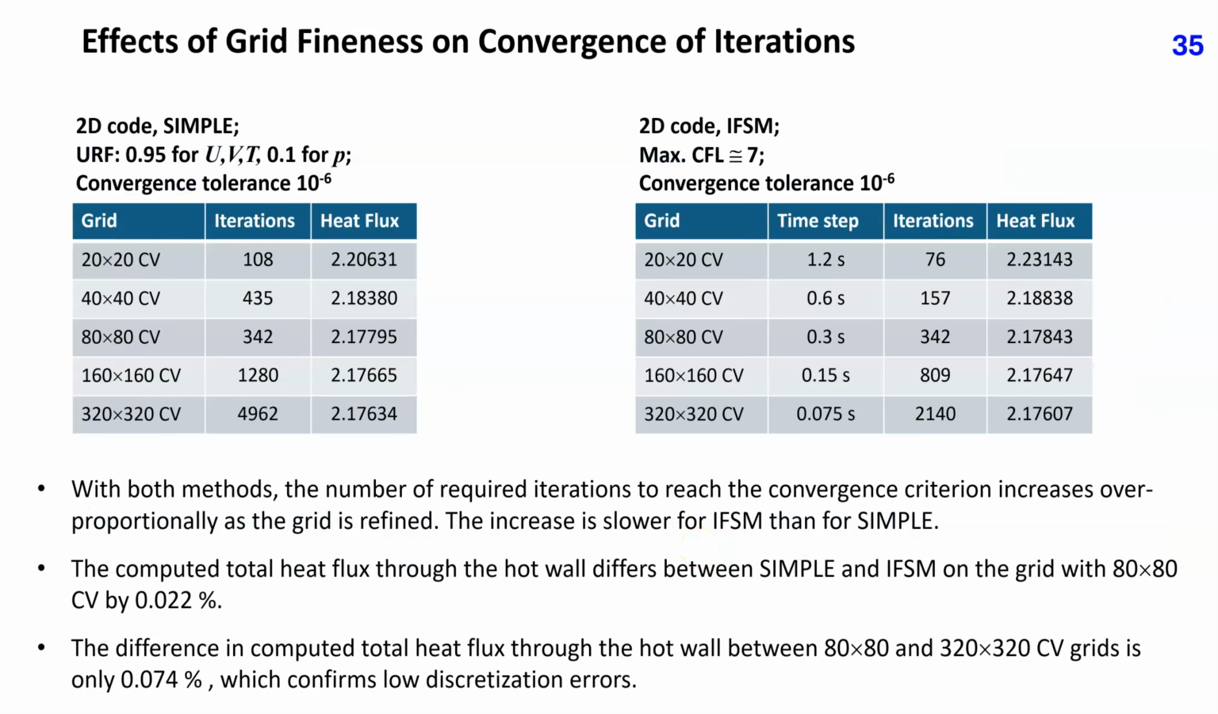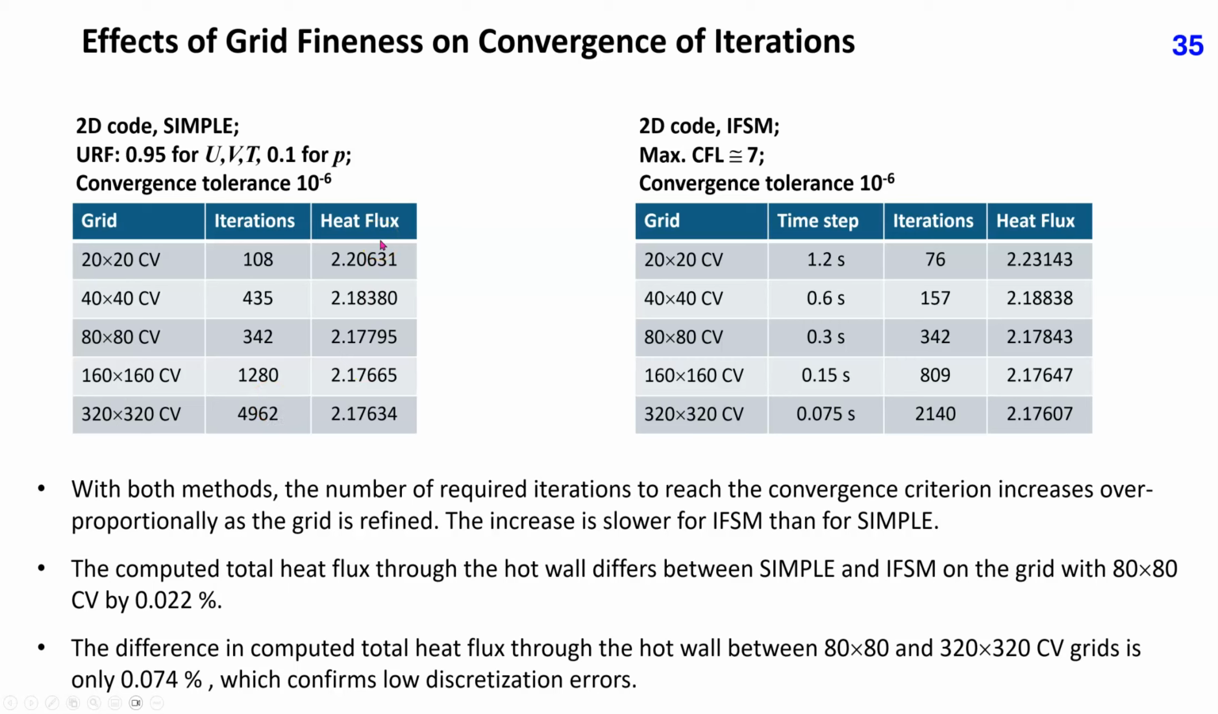This slide is about the effects of grid fineness on convergence to steady state. The left table shows the numbers of outer iterations required to reduce the residual norm below 10 to minus 6 on all 5 non-uniform grids with 2D code using SIMPLE algorithm and under-relaxation factors for velocities and temperature set to 0.95. Shown is also the computed heat flux through the hot wall.